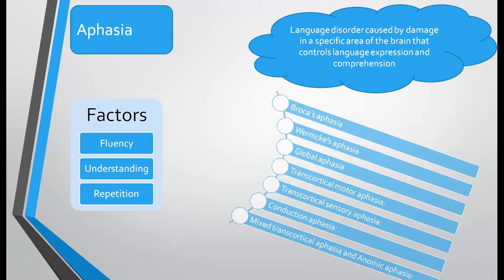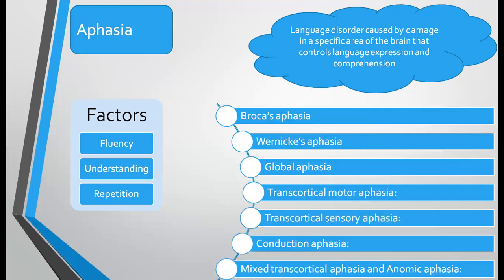So they have mentioned there are 8 main types of aphasia. As it is listed here, you can see Broca's aphasia, Wernicke's aphasia, global aphasia, transcortical motor aphasia, transcortical sensory aphasia, conduction aphasia, and mixed transcortical and anomic aphasia. These are the 8 types of aphasias that we can see.